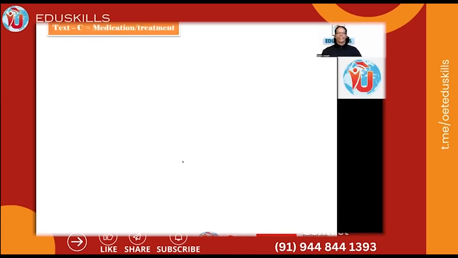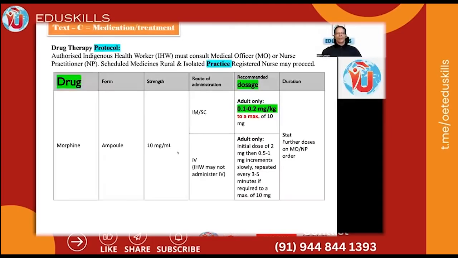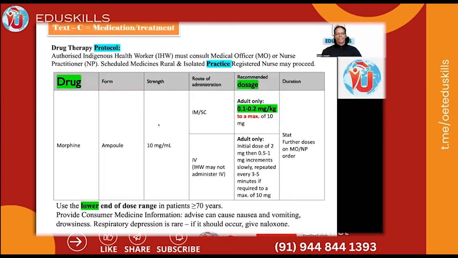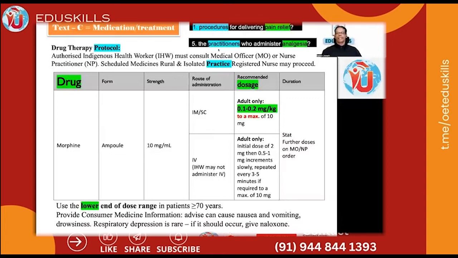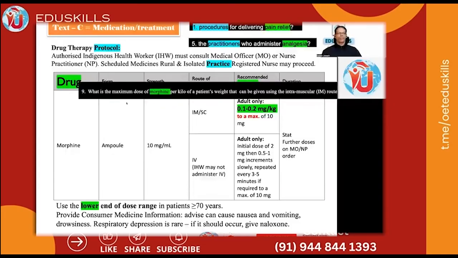Okay. And text C, medication or treatment. Check the questions now. Procedures for delivering pain relief, that we have seen just to match the heading. The practitioners who administer analgesia, that's to match the text, that's all, paragraph.